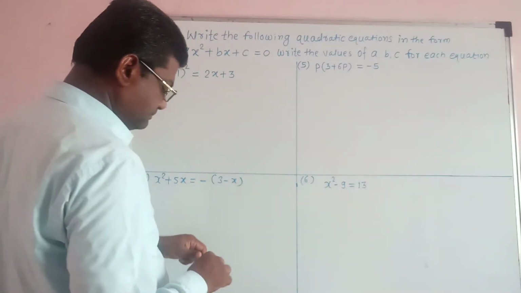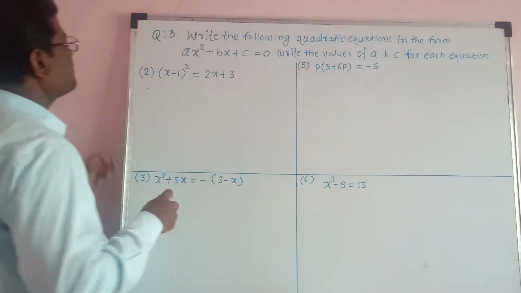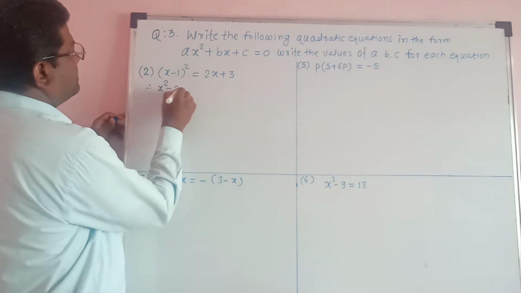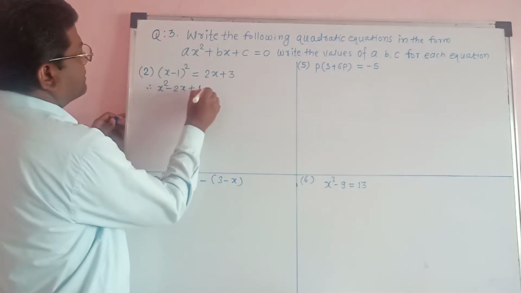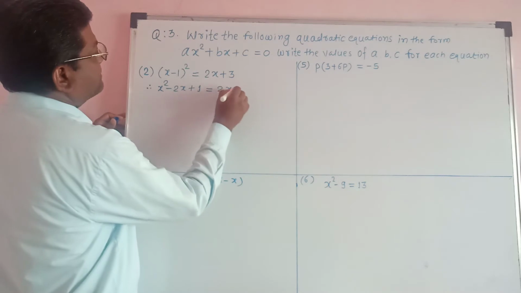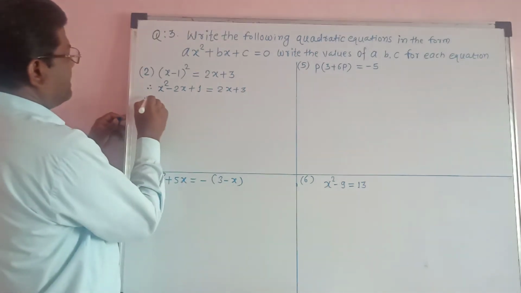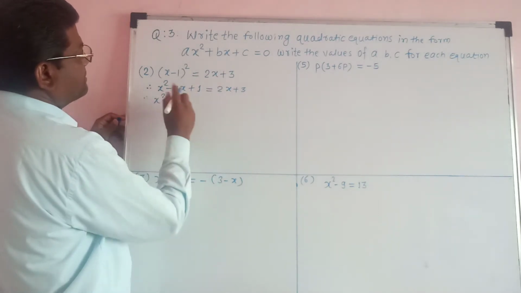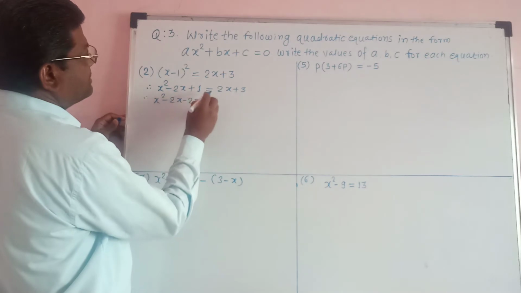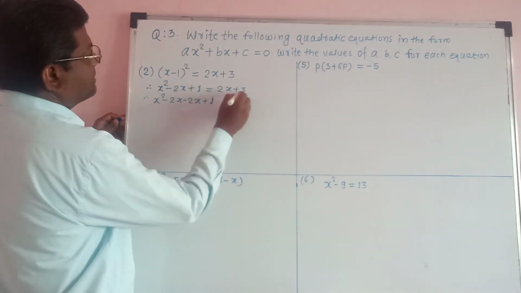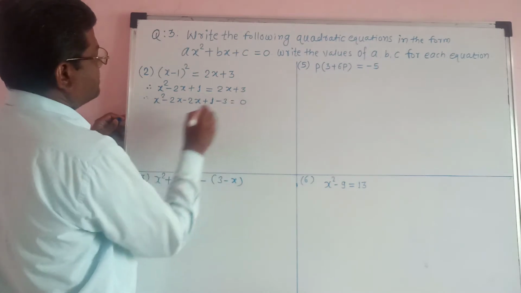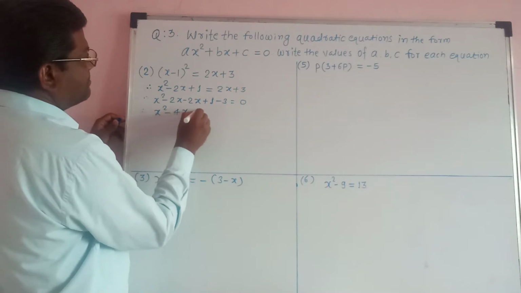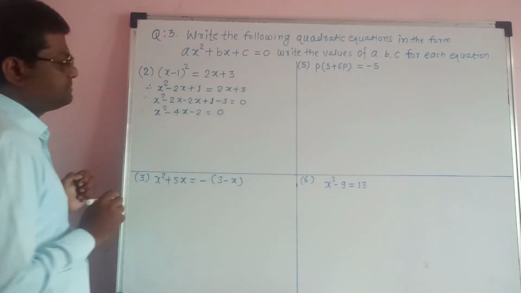So we write x square minus 2x plus 1 is equal to 2x plus 3. Therefore, x square minus 2x and this plus 2x here will be minus 2x, plus 1 minus 3 is equal to 0. Therefore, we have x square minus 4x minus 2 is equal to 0.